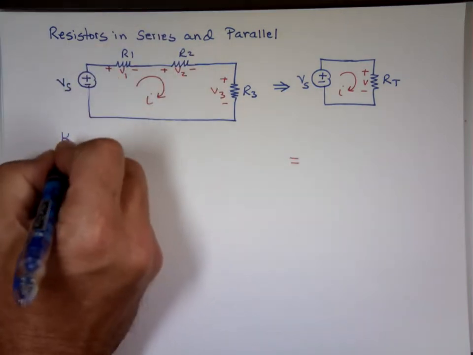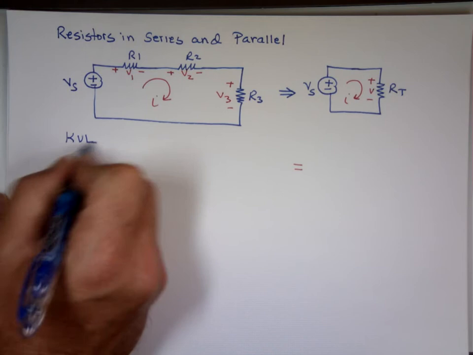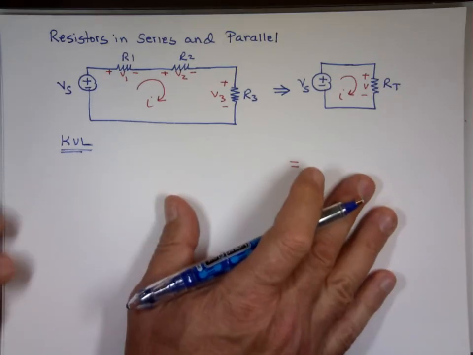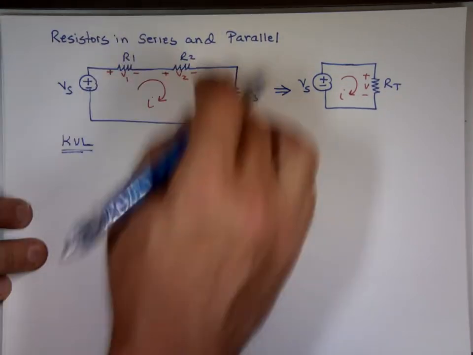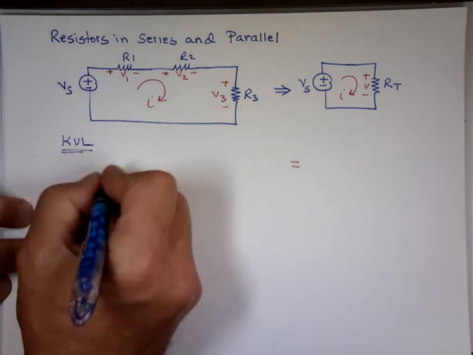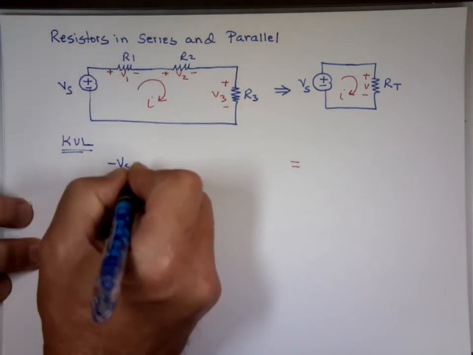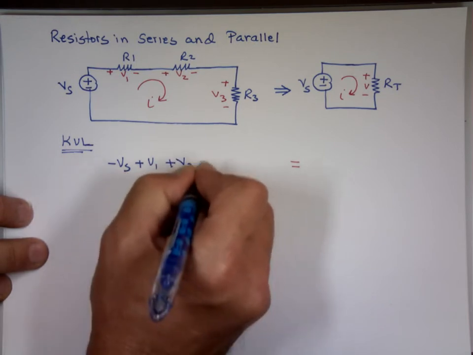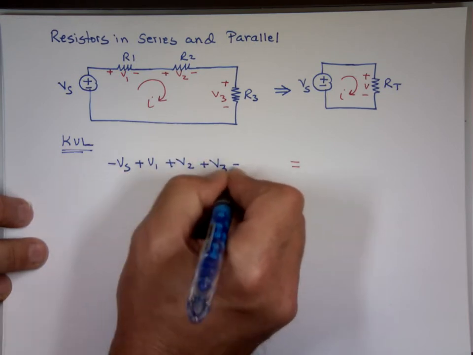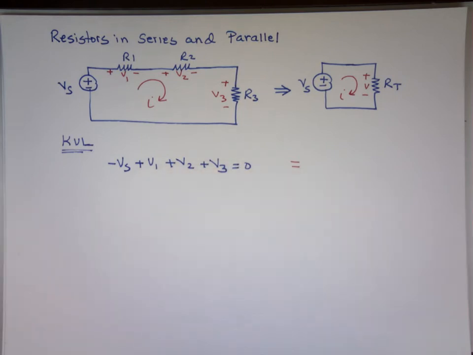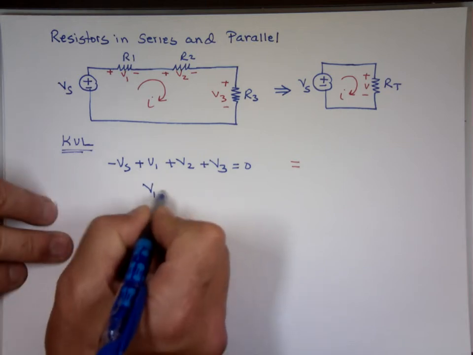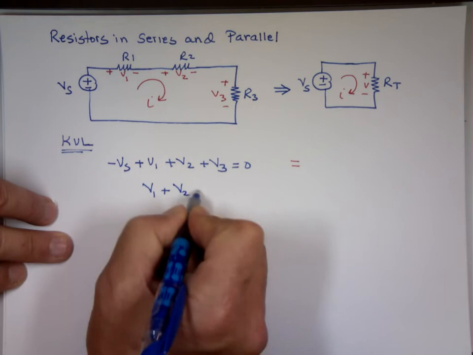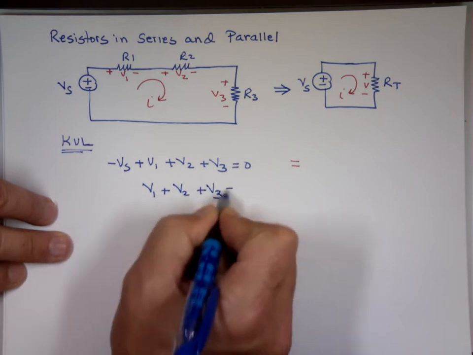KVL. Kirchhoff's voltage law, not current. Sum of the voltages in a closed loop is 0. This is minus Vs plus V1 plus V2 plus V3 is equal to 0. Do the math. That says V1 plus V2 plus V3 have to equal what? Vs.